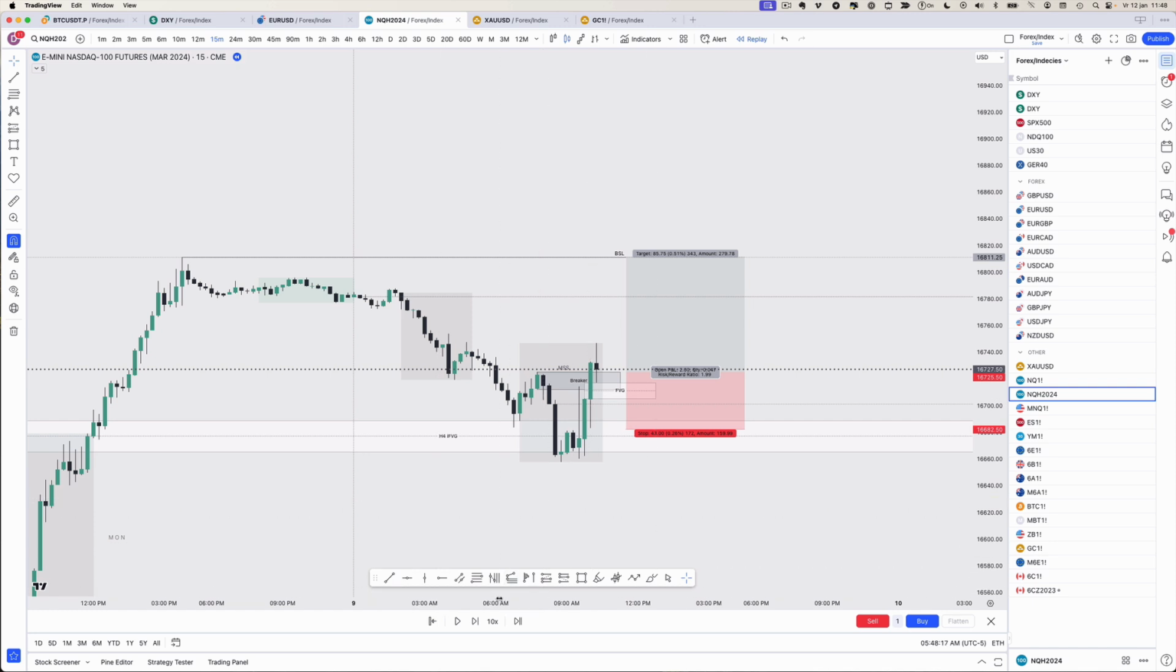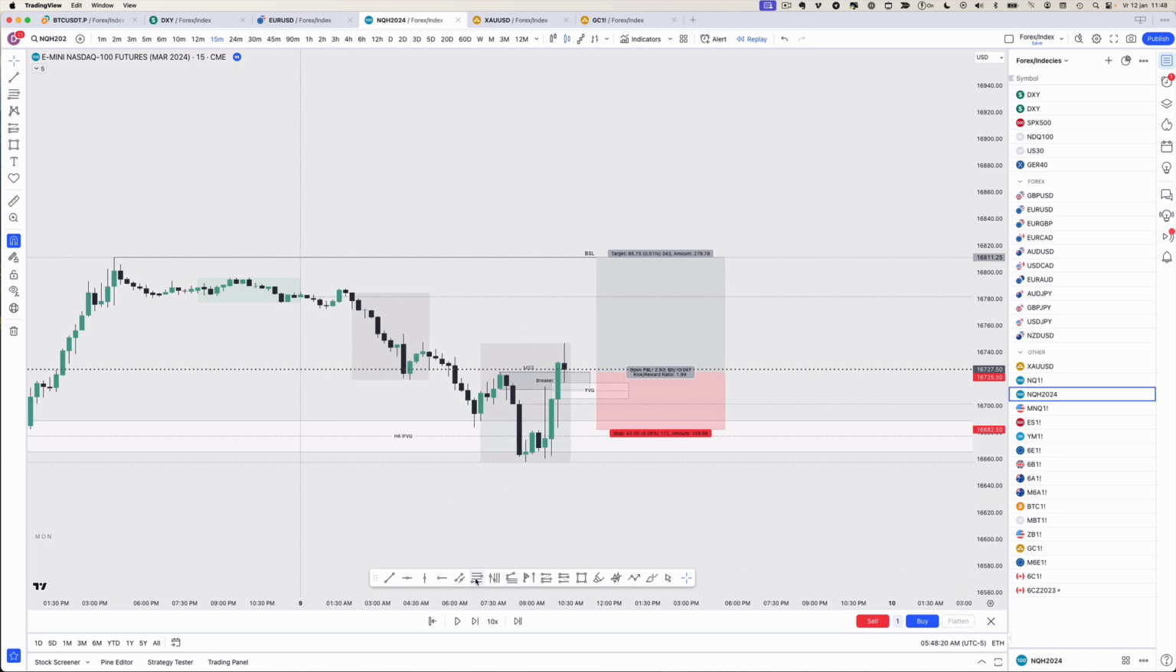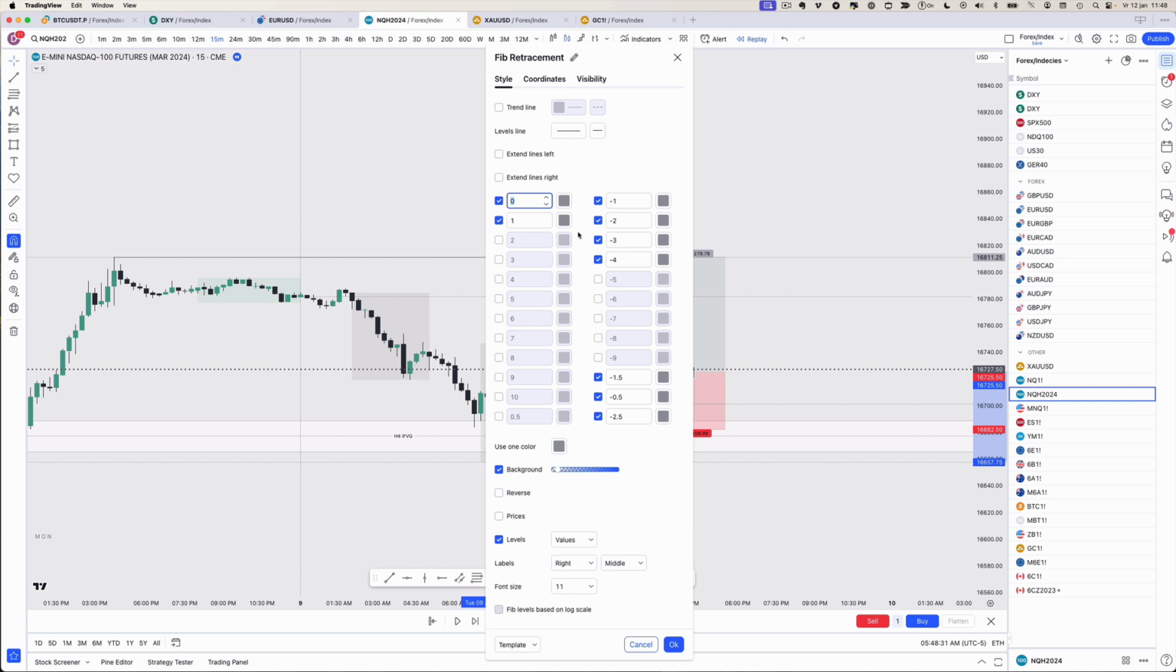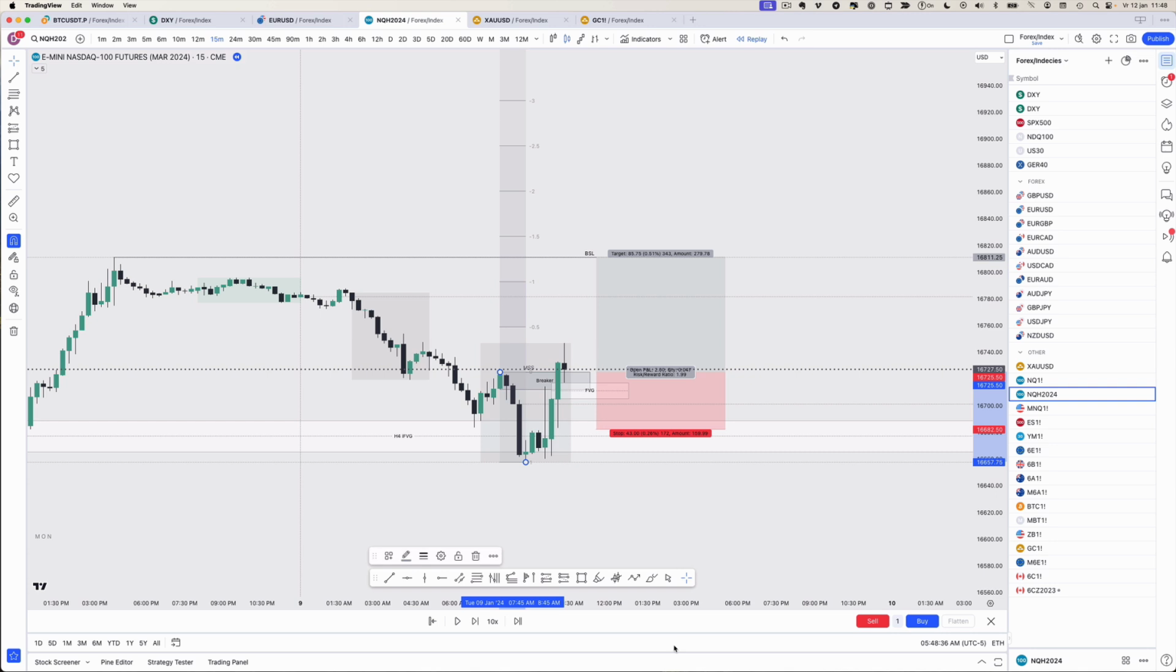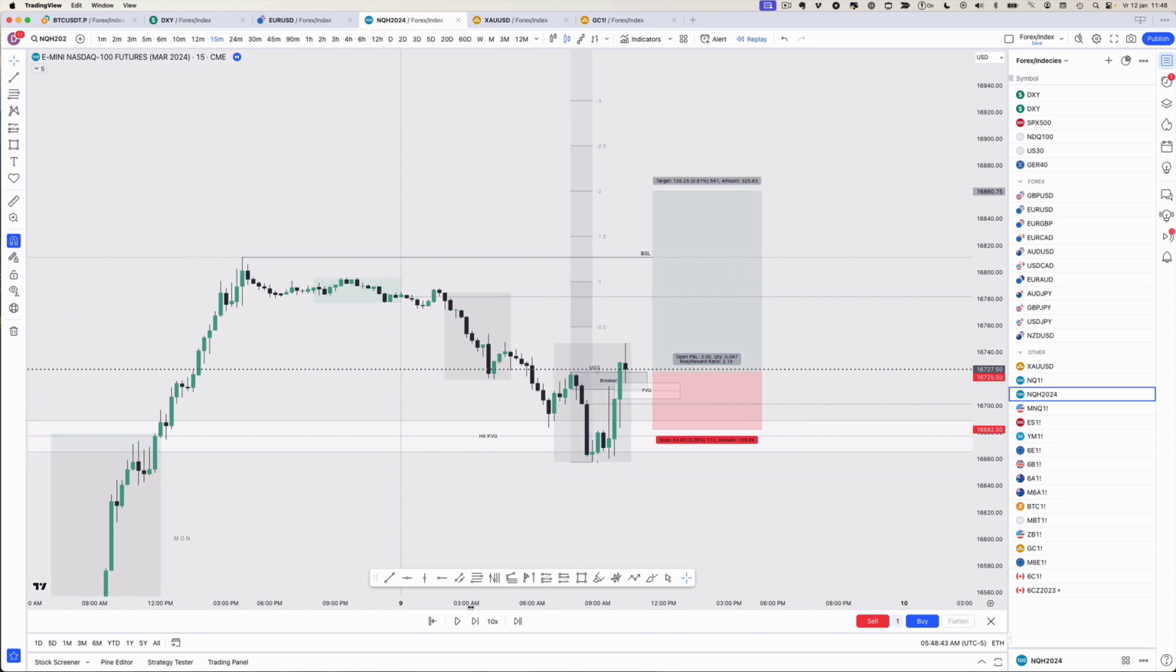I also like to use the standard deviations. And how you measure that is by measuring the manipulation move. This was the final manipulation leg. So from the low to the high, I have standard deviations. Just 1, 2, 3, 4, like that. 2 standard deviation is also a standard take profit point. So then you would have taken a 3R trade. This is a second way to manage your TP.